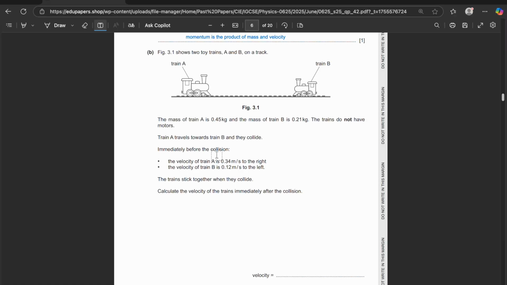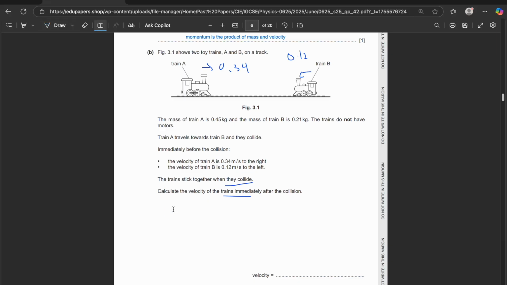Immediately before the collision, the velocity of train A is 0.34 meters per second to the right, and train B is 0.12 meters per second to the left. The trains stick together when they collide. Calculate the velocity of the trains immediately after the collision.